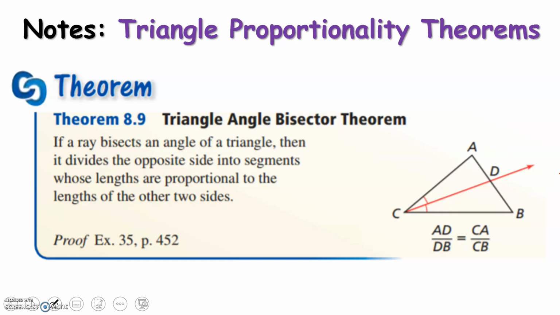All right, last theorem, theorem 8.9, the triangle angle bisector theorem. If a ray bisects an angle of a triangle, then it divides the opposite side into segments that are proportional to the lengths of the other two sides. So this ray here, CD, bisects the angle, but what it does is it cuts the side opposite the angle in such a way that AD over DB is proportional to CA over CB.